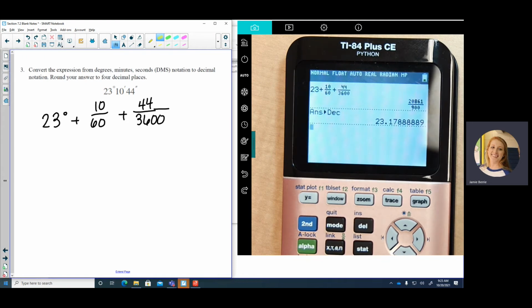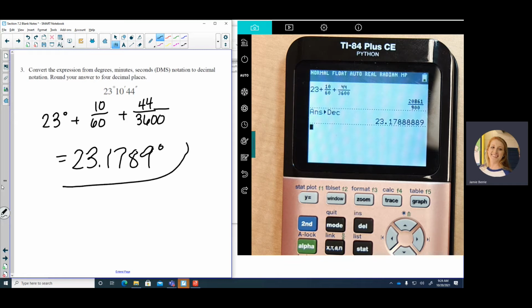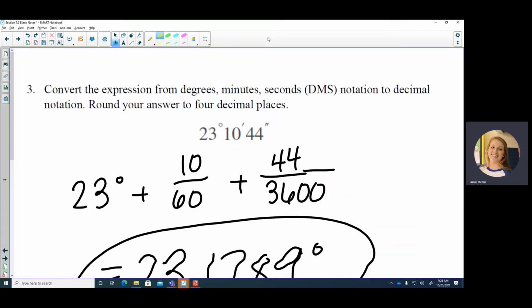All right, so there we go, 23 point, let's see, we're supposed to be rounding this to 4 decimal places, so that's 23.1789. And don't forget the degree symbol on the end. All right, so like I said, not terribly difficult to convert between degrees, minutes, seconds, and decimal notation, but it does come up several times in the homework. So now you know how to convert those.